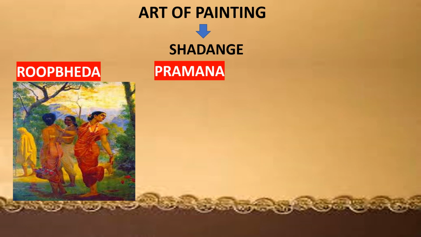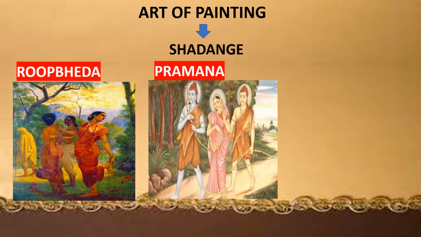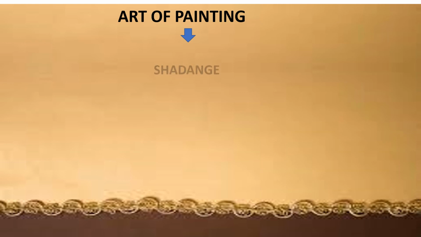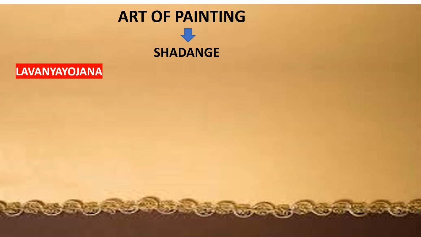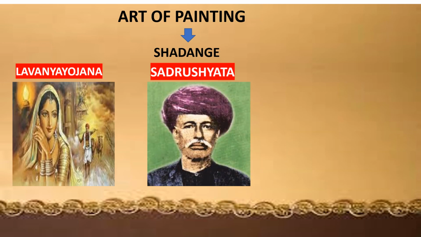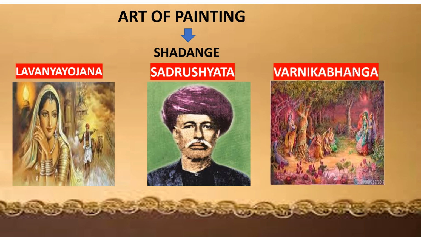These include the Roopa Bheda. Roopa Bheda is different shapes and forms. Pramana. Pramana is proportionate depiction of various features of image. Bhava. Bhava is all about expression in a painting. The fourth one is Lavanya Yojana. Lavanya Yojana is all about aesthetics. Sadrishyata. Sadrishyata is a resemblance to reality. And the last one is Varnika Bhanga. Varnika Bhanga is the inclusion of color composition.